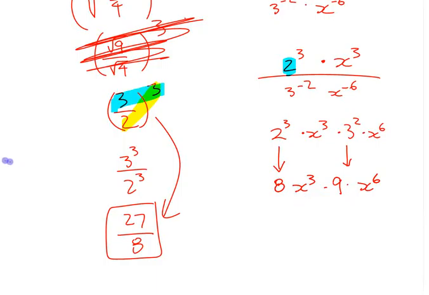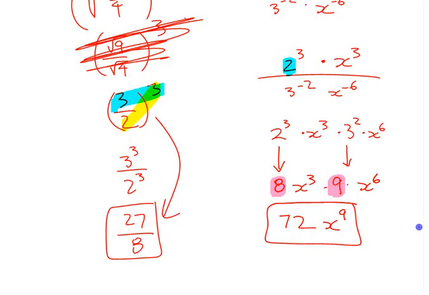Some of them are numbers. Some of them are also numbers, but we don't know what those numbers are. They're powers, right? So we got 8 times a bunch of stuff, and it doesn't matter what order you multiply it in. So I would like to multiply the 8 and the 9 to get 72. Remember, internet people watching. And we have x to the power of 9. All right. That is the answer.